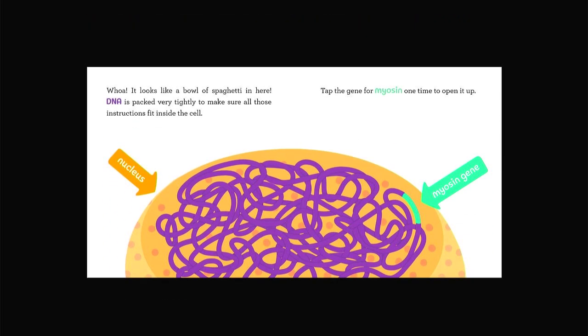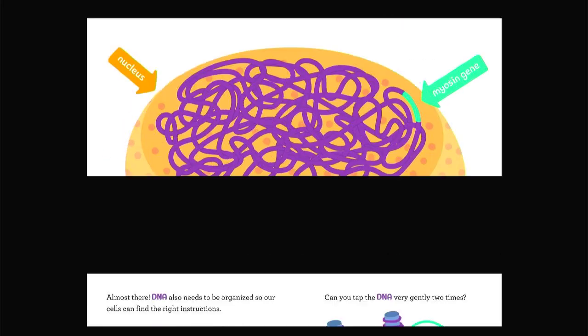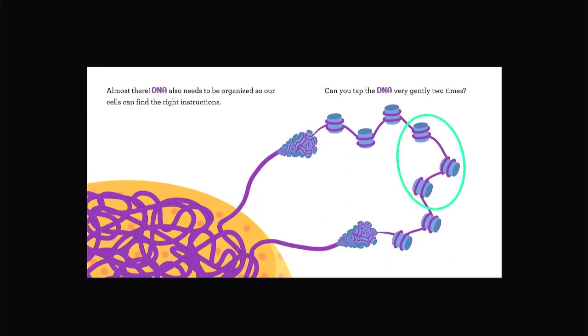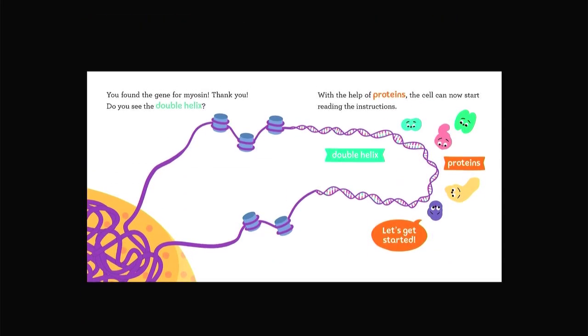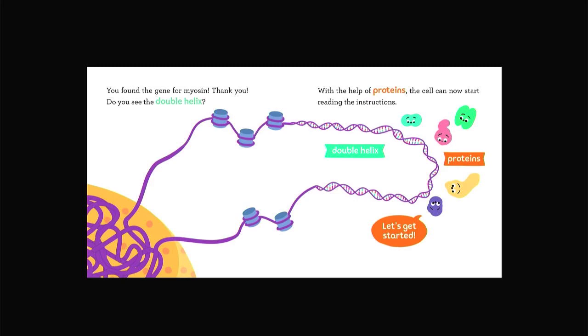Whoa, it looks like a bowl of spaghetti in here. DNA is packed very tightly to make sure all those instructions fit inside the cell. Tap the gene for myosin 1 time to open it up. Tap, tap. Almost there. DNA also needs to be organized so our cells can find the right instructions. Can you tap the DNA very gently 2 times? You found the gene for myosin.